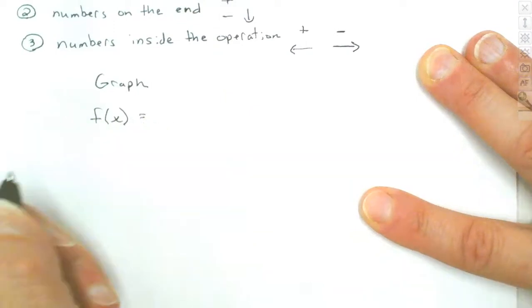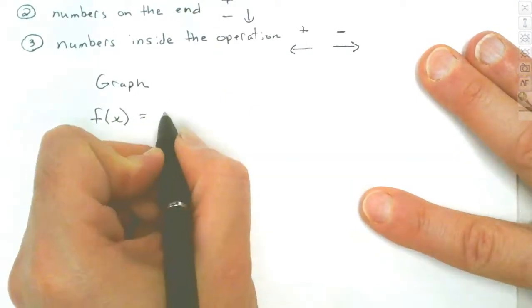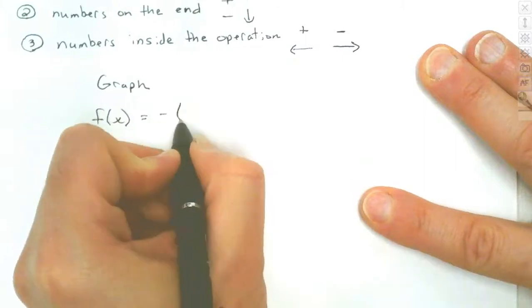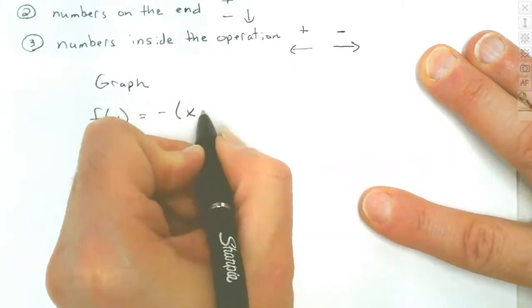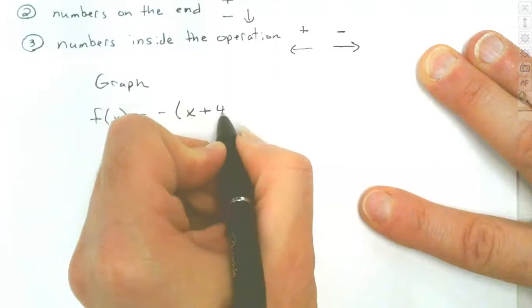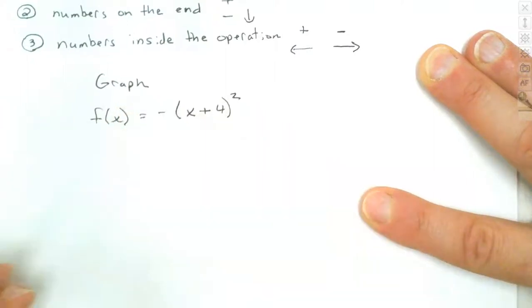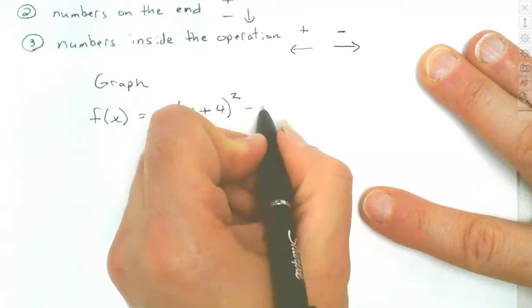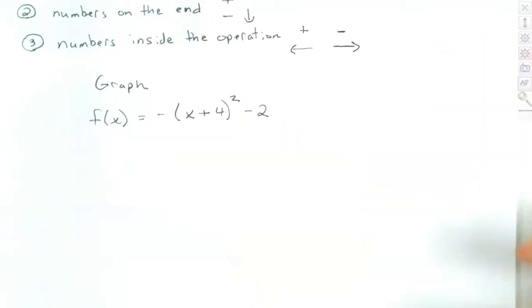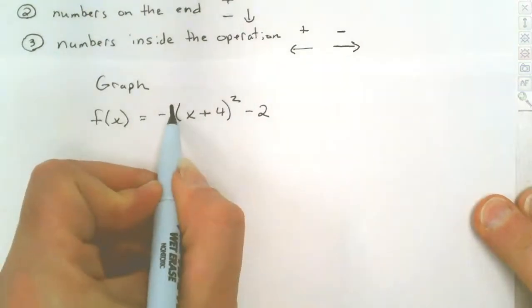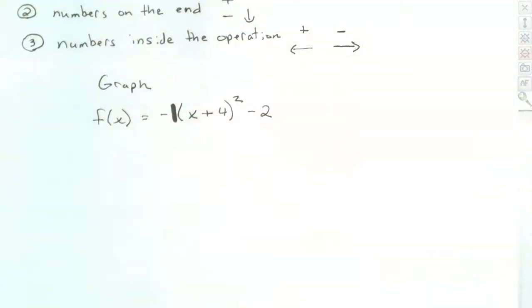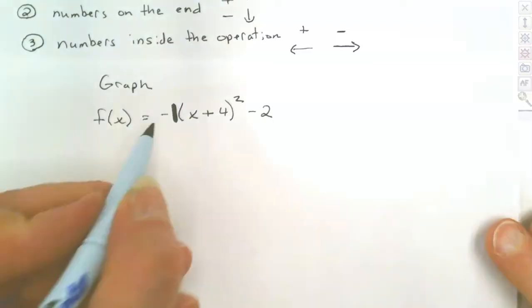So we're going to try and graph f of x equals, how about minus (x plus 4) quantity squared minus 2. So this one's got several things going on. If there's no number in front, we know that's going to be a 1. So this is actually a negative 1. We don't normally write the 1 there, but if you want to, you go ahead and put the 1. So you realize that is like your slope.